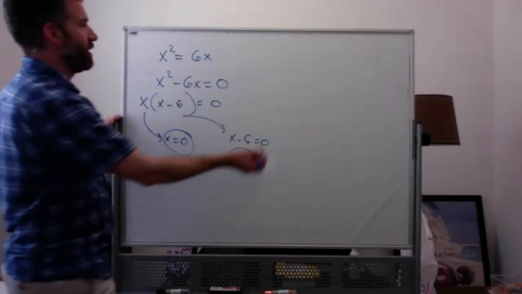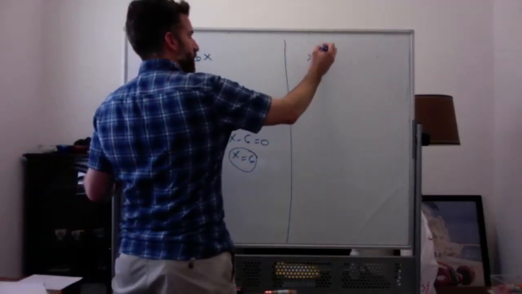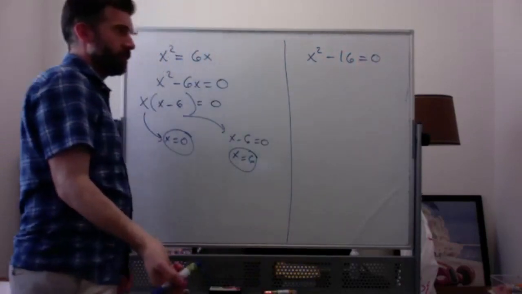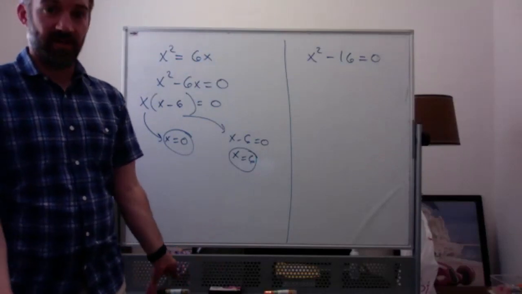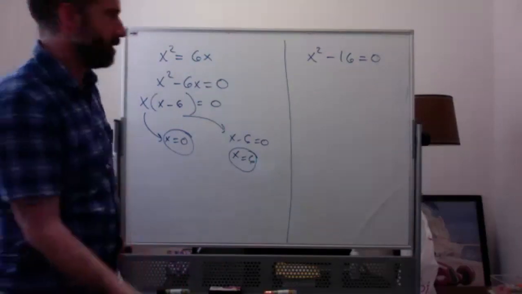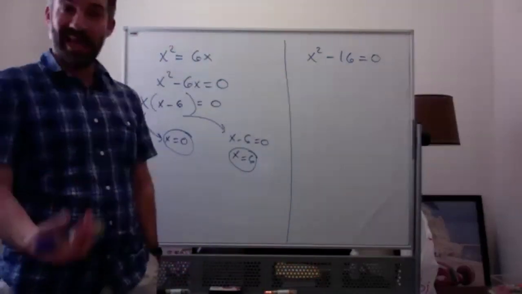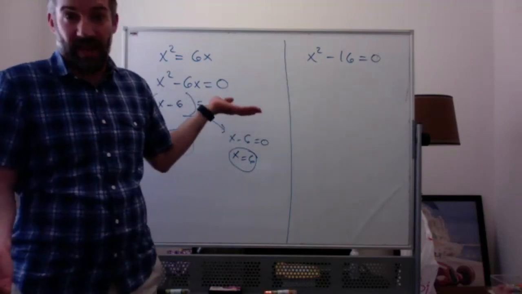The other one that can sometimes throw people off is something like x squared minus 16 equal to 0. This one you could solve without factoring. I'm going to factor it, but then I'll also point out how you could solve it without factoring. So I'm going to factor this. I'm looking for numbers that multiply to negative 16 and add up to 0x, or they don't have an x term.